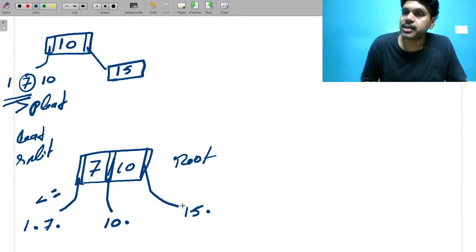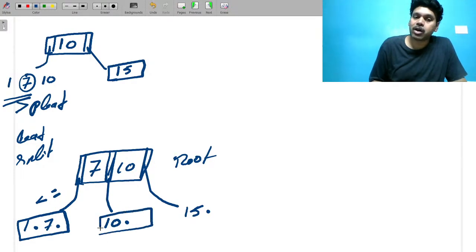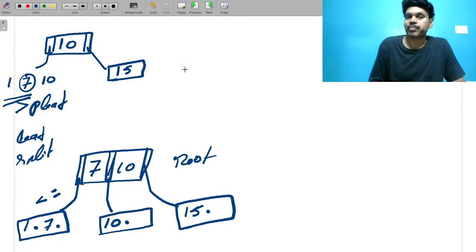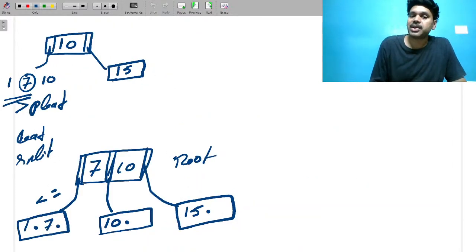So it's fantastic. Now you see that this is fixed because two keys are there. Still I can accommodate one in this, and still I can accommodate one in this. Now I want to insert the next elements, that is 8 and 25. Let me insert 8. So 8 is greater than 1, greater than 7, and lesser than 10. So I can accommodate it here. So you can happily insert 8.